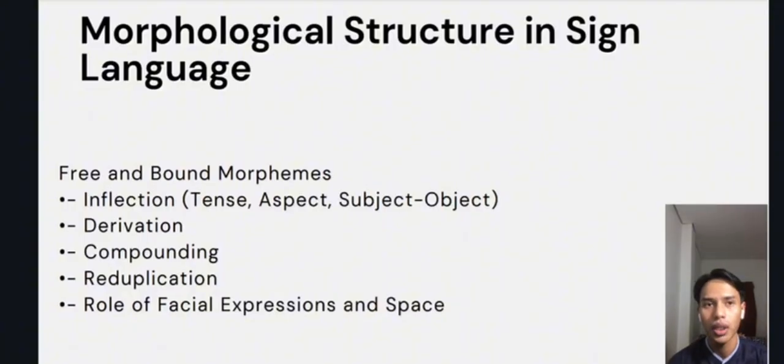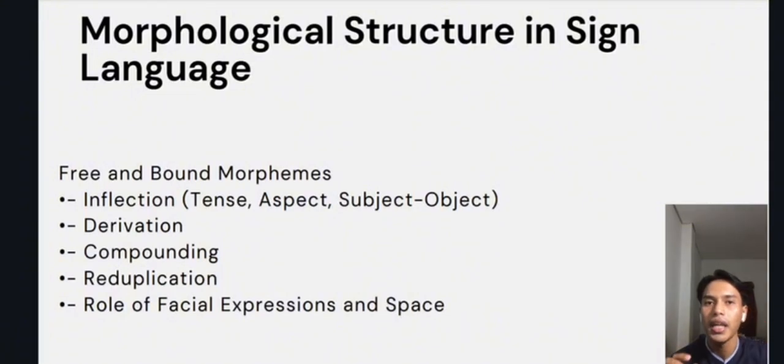Reduplication in sign language. Reduplication involves repeating a sign to indicate quantity, intensity, or repetition of an action. For example, in ESL, repeating the sign for tree can mean forest. Repeating people can indicate many people. For example, in Bisindo, repeating walk can mean strolling. Repeating friend can indicate many friends.